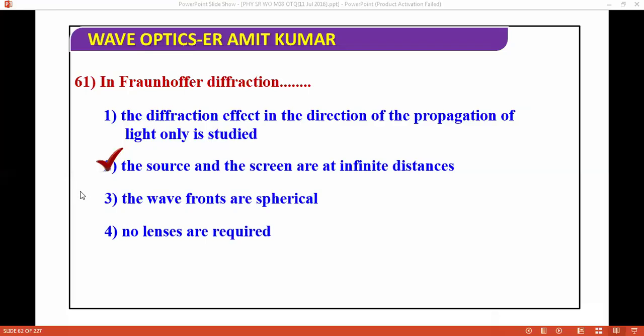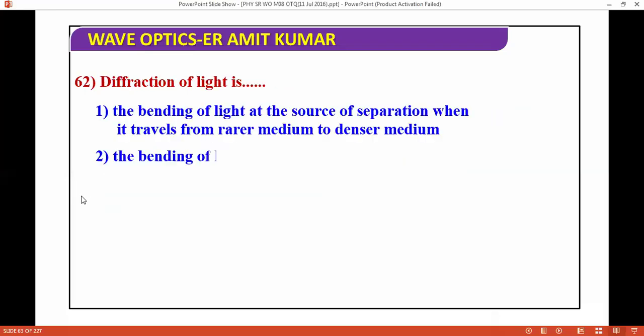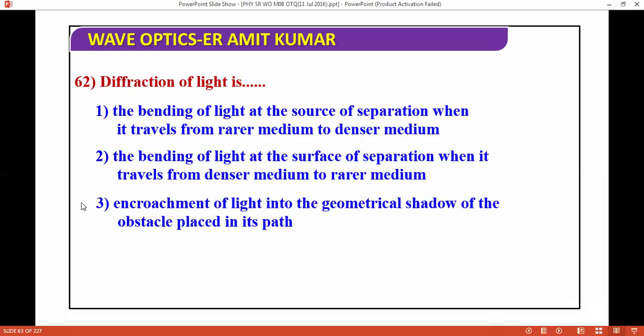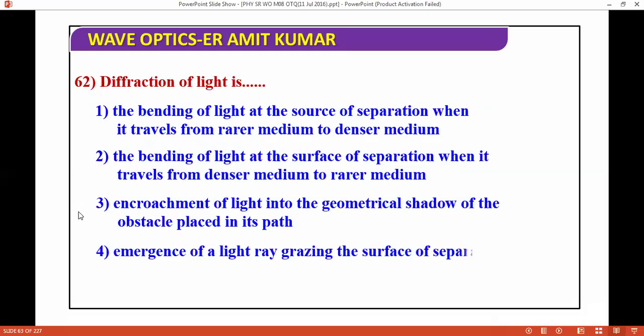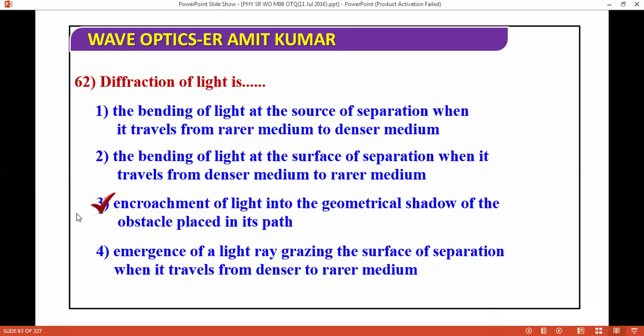Next question I'm moving at: diffraction of light is the bending of light at the source of separation, or bending of light as a suppression, or involvement of light. The correct answer is involvement of light into the geometrical shadow of the obstacle placed in its path. So diffraction of light is basically the involvement of light into the geometrical shadow of the obstacle placed in its path.